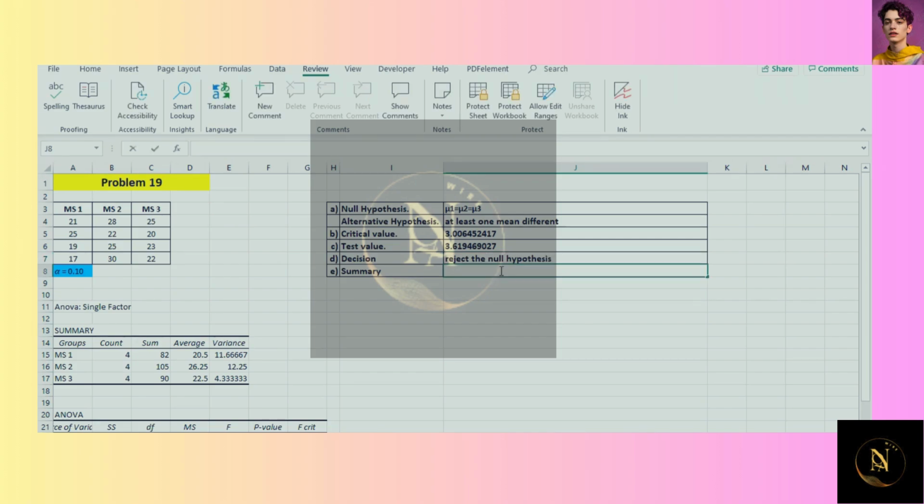And the decision to reject the null hypothesis leads us to making the conclusion that there is enough evidence to support the claim that at least one mean is different from the others. So this is to say that in our context, that the mean number of students per class differs among schools. So there's evidence to show that mean number of students per class differs among schools.